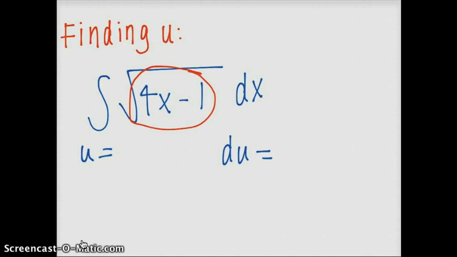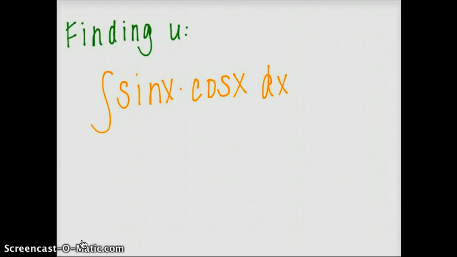So for example, in the integral of square root of 4x minus 1 dx, u would be 4x minus 1, and du, which is the derivative of u, would be 4 dx. In the next example, the integral of sine x cosine x dx, u would be sine x, and du would be cosine x dx.